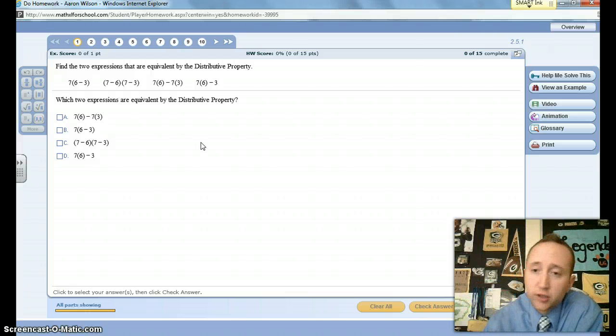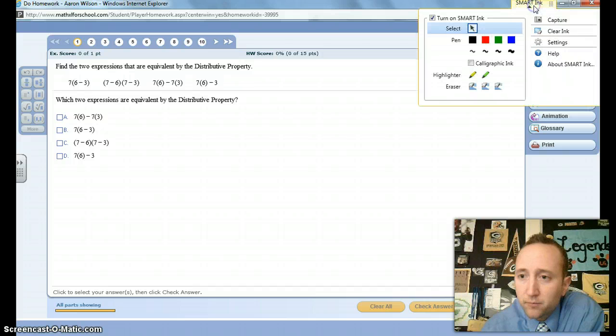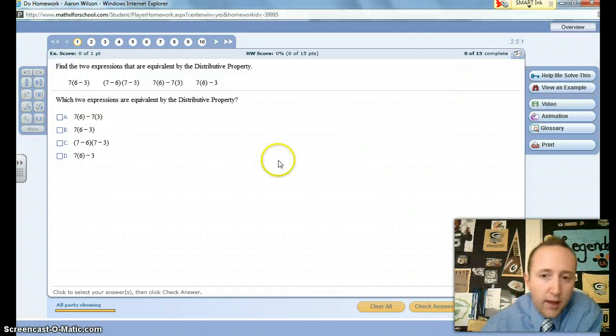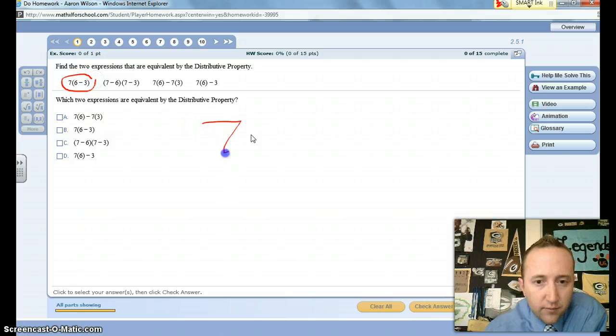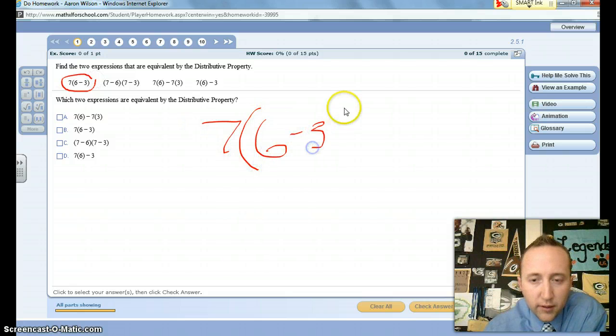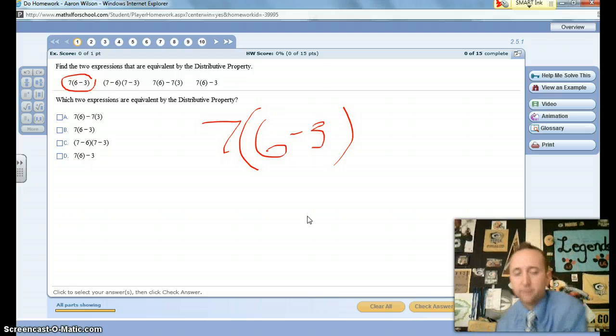Okay? So I'm going to start off with: find 2 expressions that are equivalent by the distributive property. So I'm going to grab my ink here. And it says which 2 expressions are equivalent. So I'm going to start off with this first one, which says 7(6 - 3). Now, does anyone know how to solve this? If you think you know, tell your neighbor right now.